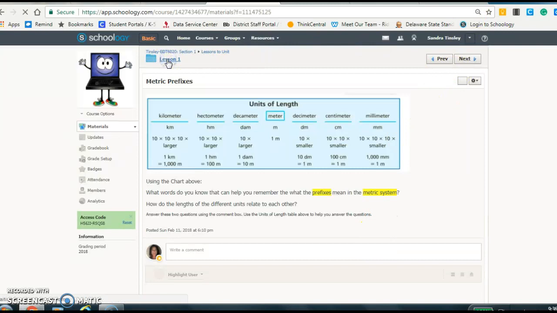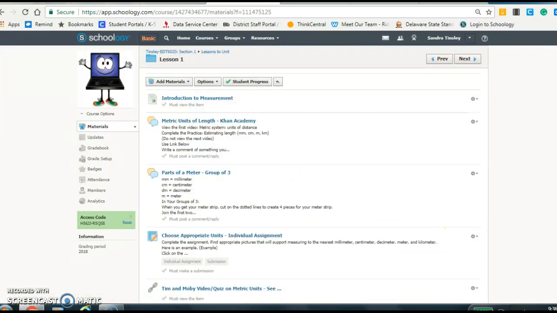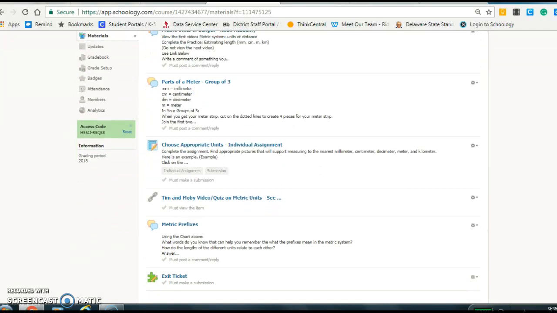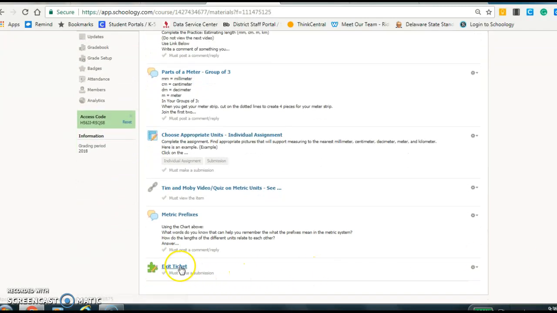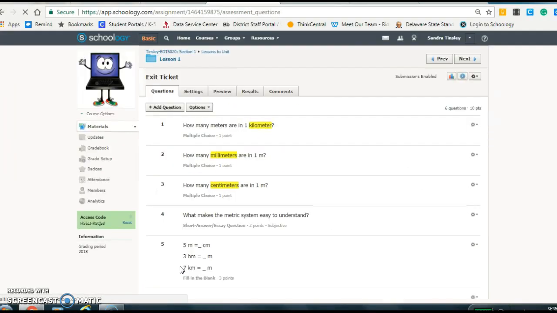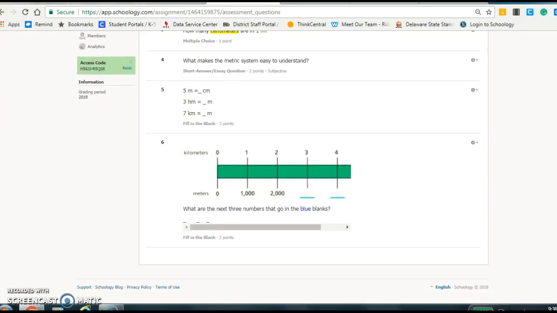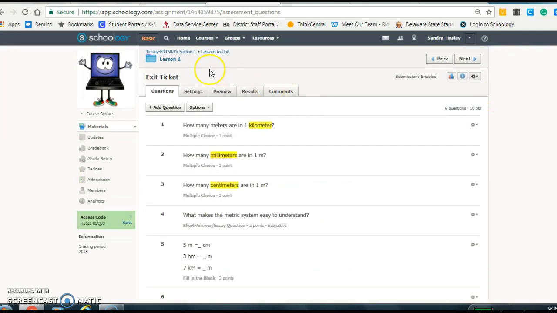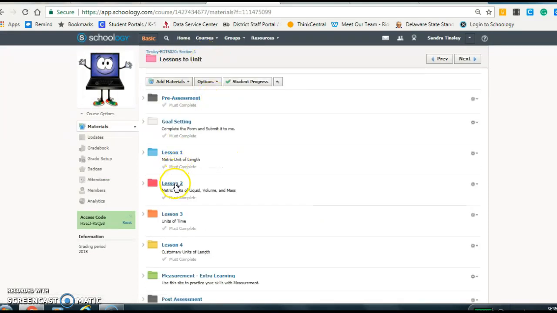And then from there, they will go on to their exit ticket if they feel ready. For the exit ticket, they will answer the questions and submit their answers to me as their assignment. Then they will move on to lesson 2.